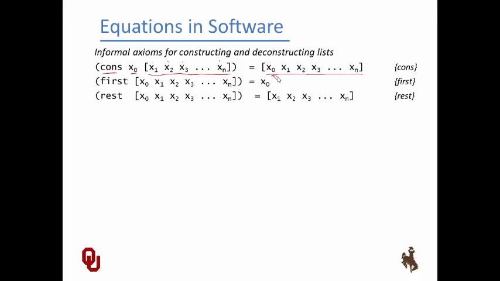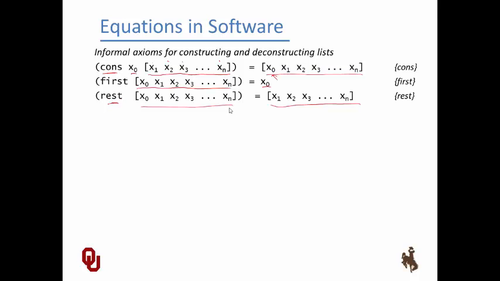We have two other operators we want to talk about at this point, and both of those are ways to deconstruct lists. So if you have a list, it starts with the element x0. If you apply the first operation to it, it delivers that first element. If you apply the rest operation to the same list, what you get back is the list, but without its first element.